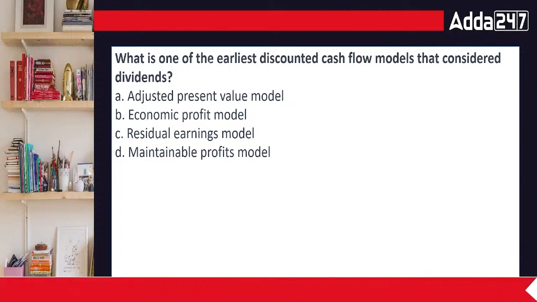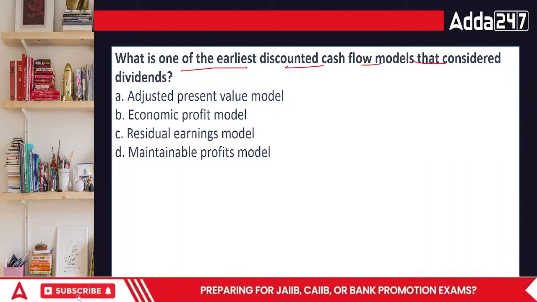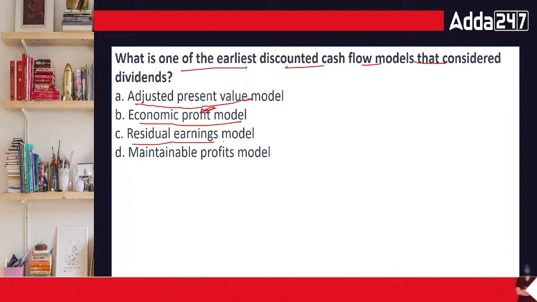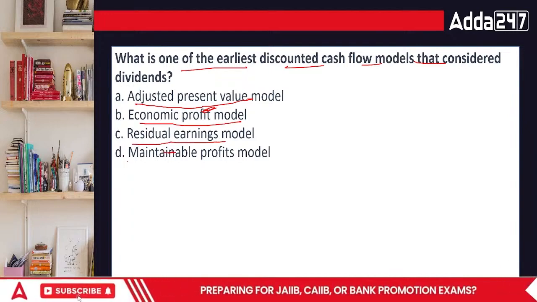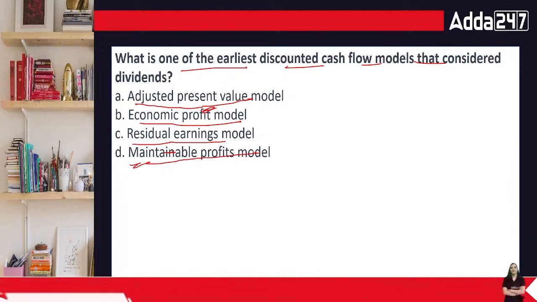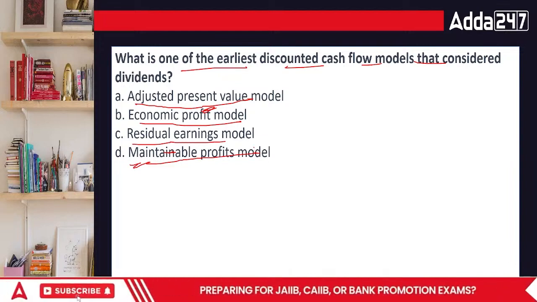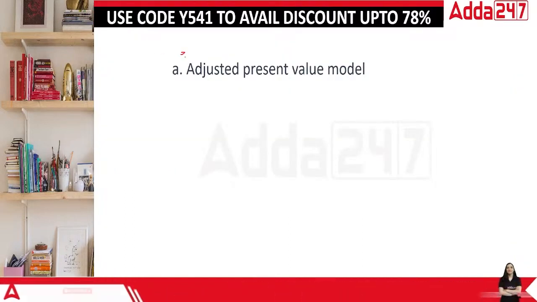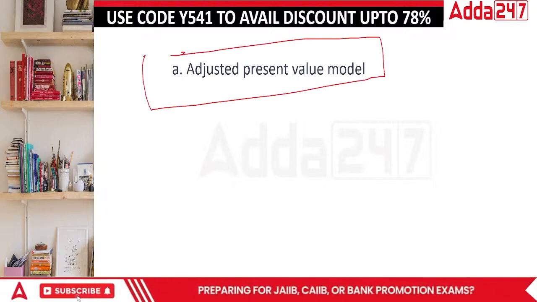Okay. What is one of the earliest discounted cash flow models that is considered as dividends? Adjusted present value model, economic profit model, residual earnings model, and maintainable profits model. Which one of the following is the earliest one? The oldest one. What would it be, everyone? The oldest one is the adjusted PV model. This is still used. It has not gone out of use at all. This is still in use.